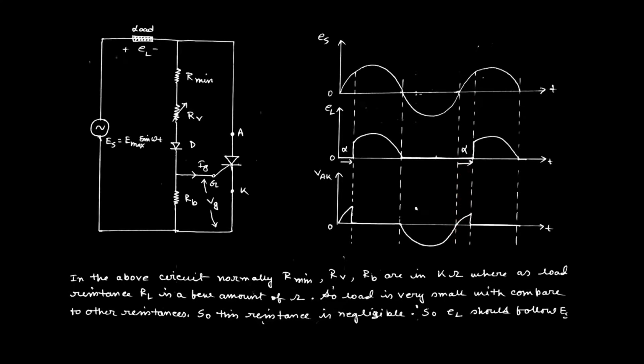When the thyristor switches on at the point alpha, immediately the load current follows the supply voltage, that is defined by this one. And when the switch is in the off state, when the device is not in the working state, it works as an open circuit, then the total voltage appears across the switch. That is why VAK is defined by this one.